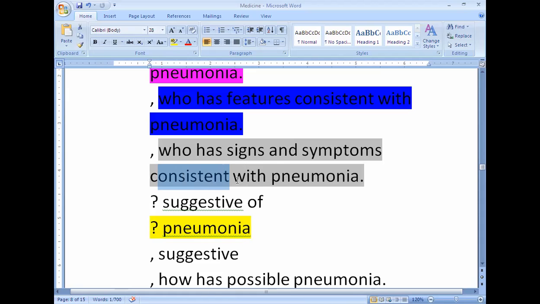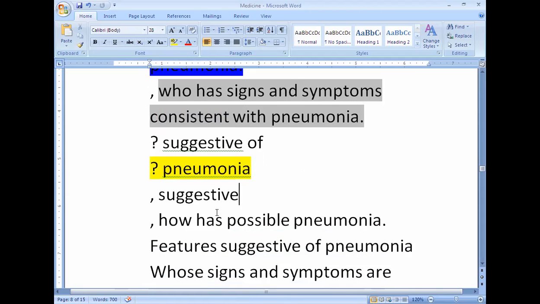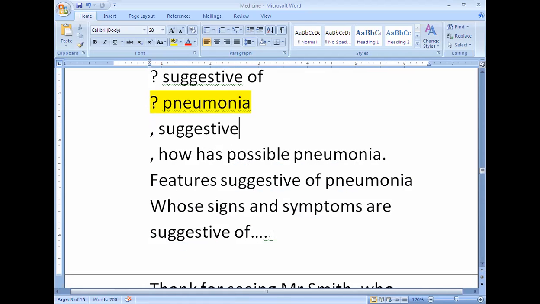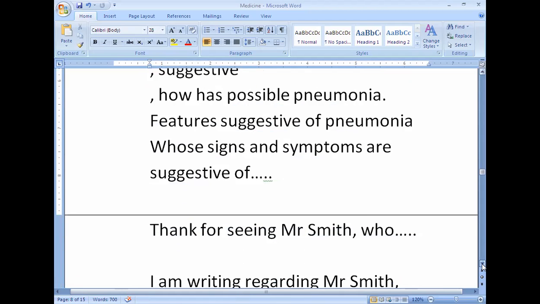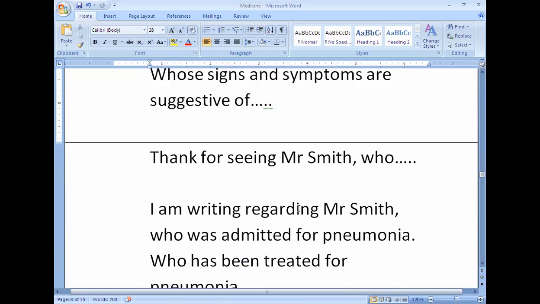No, consistent means confirmed. Then we write suggestive, whose features are suggestive of. We can add possible: who has possible pneumonia, whose features are suggestive of pneumonia, who has signs and symptoms suggestive of pneumonia. And the other style is thank you for seeing Mr. Smith who has this.